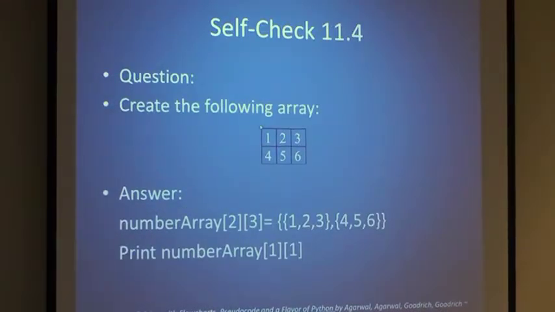So here's the self-check. How many rows? We have 2 rows and 3 columns. Therefore, in pseudocode, you mention that it has 2 rows and 3 columns, and that's how you initialize it. Or you can initialize it with get statements, right? Read it from the keyboard. So what will this do? It'll print from row 1 and column 1, so it'll print 5, right?